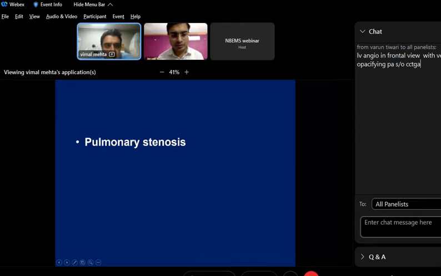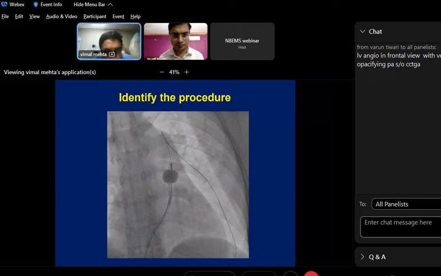So it has to be mentioned, not just pulmonary stenosis. You have to mention the site of stenosis, which will be determined obviously by the pullback by the catheter. So this is valvular pulmonary stenosis.